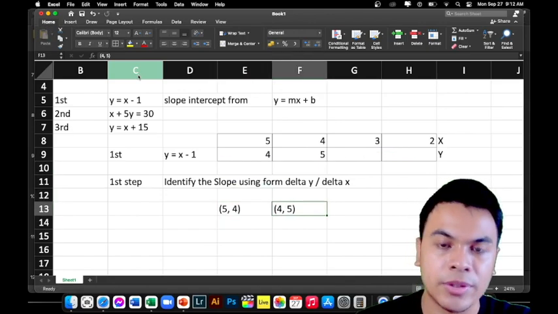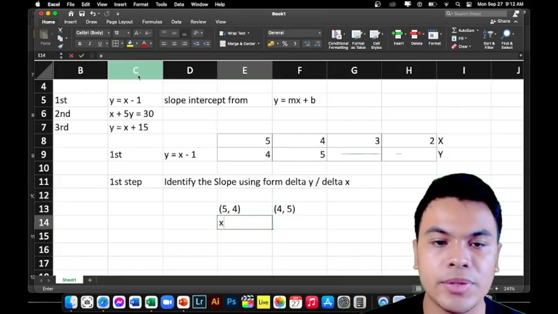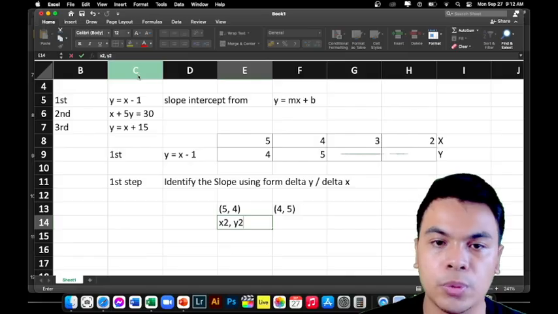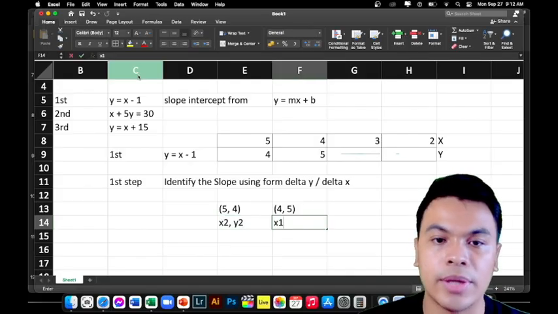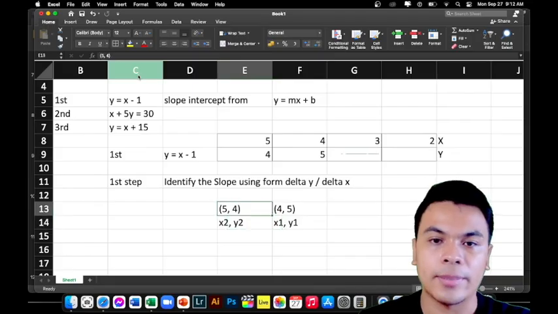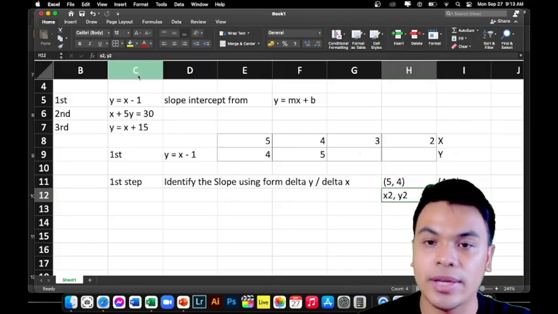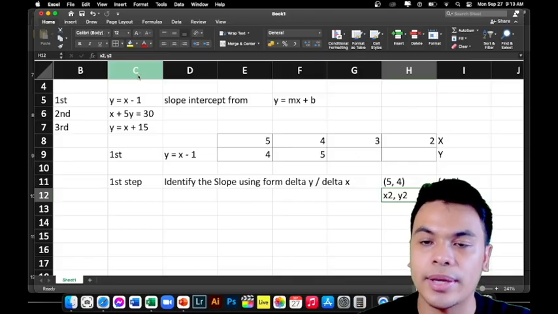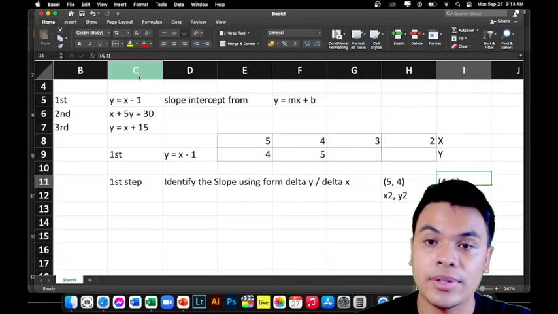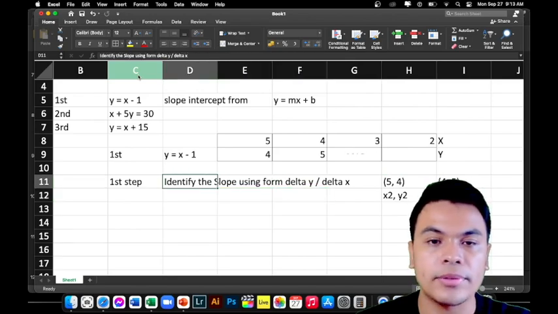So we now assign. Let's say that this is x2 and y2, while this one naman is x1 and y1. Alright? Remember, ito yung ating assignment. We assign the x2, y2, and x1, y1 on the coordinates: first set of coordinates, second set of coordinates. Okay, now let's compute the slope.